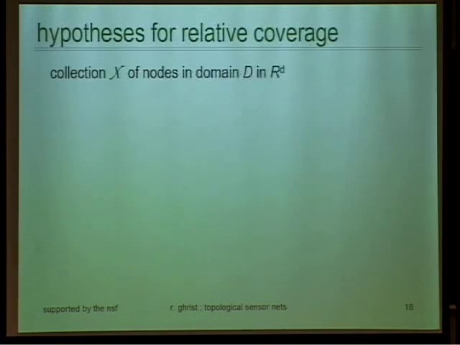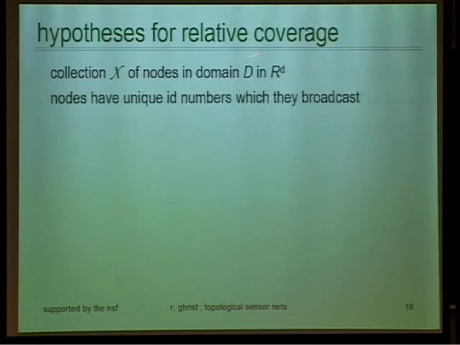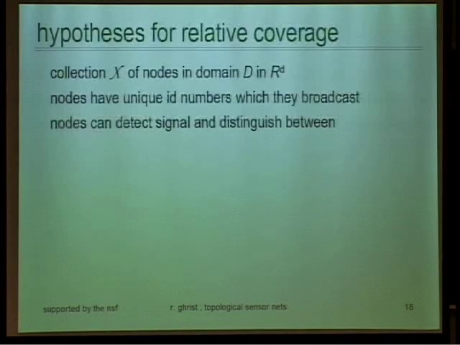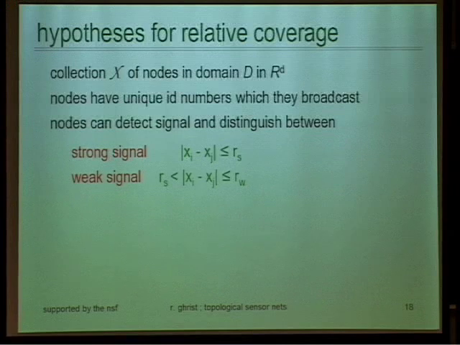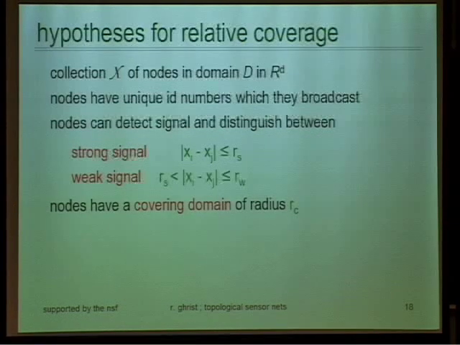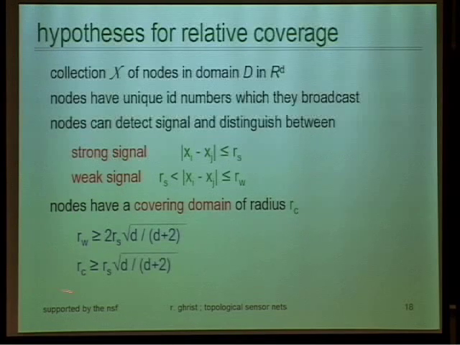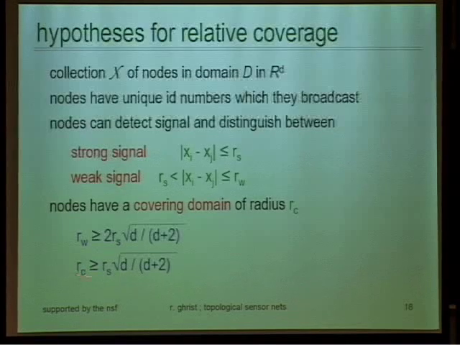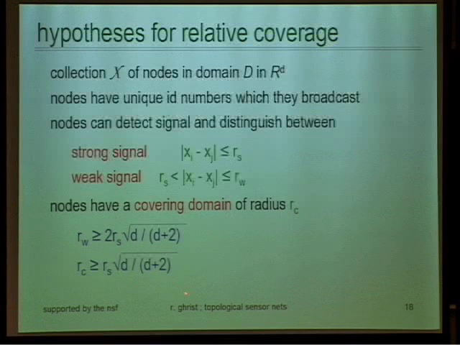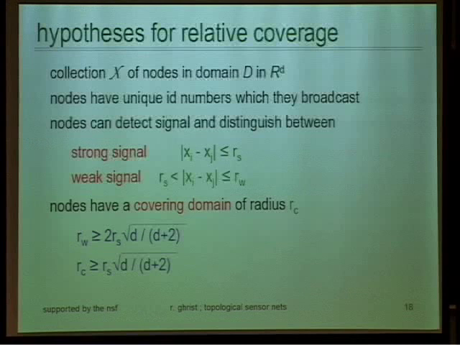So here are the assumptions that I'm going to make on the sensors. I have a collection of nodes. They're in a domain in R^D. Again, the nodes have unique ID numbers, which they broadcast. And you can detect other nodes either by a strong signal or weak signal, same as before. I have to have slightly different inequalities. I'll say what they are in a moment. Each node has a covering domain of radius R_C, just as before. But now I'm going to let R_C be variable as long as it's above some certain minimum that depends on the strong signal radius and the dimension. That's cool. And likewise with the weak signal, I can say my weak signal can be variable. It doesn't have to be this one tight fixed thing. But as long as it's bigger than some multiple of the strong signal, then that is all right.